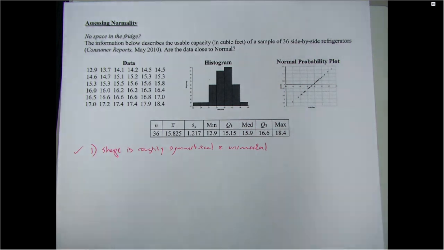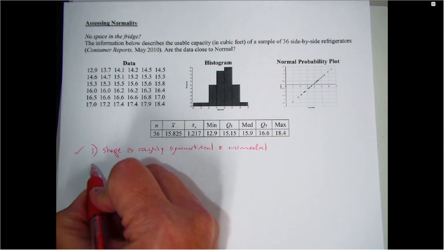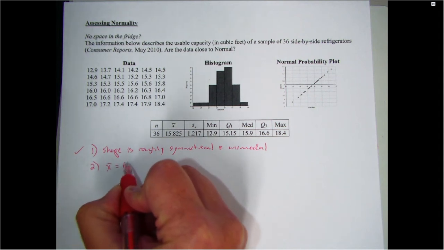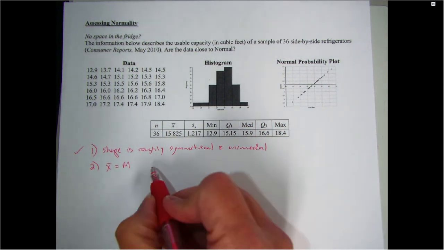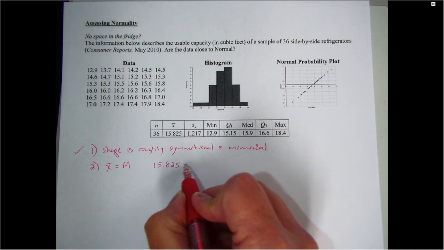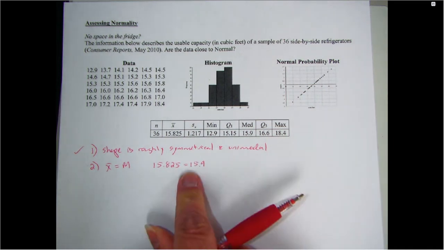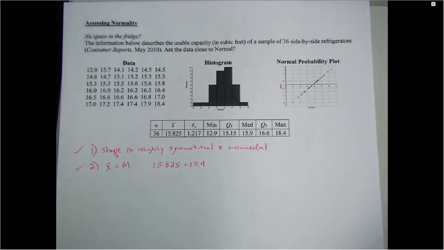Next thing to go along with our shape, if a distribution was symmetrical, then the mean should pretty much match the median. Now, nothing has to be exact. Everything just has to be close. So our mean is 15.825 right here, and our median is 15.9. Well, I think that's pretty darn close, so that works.